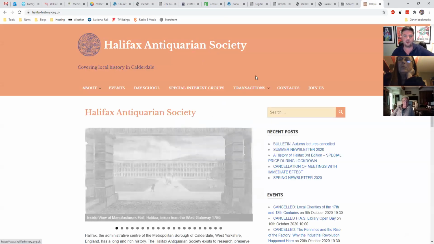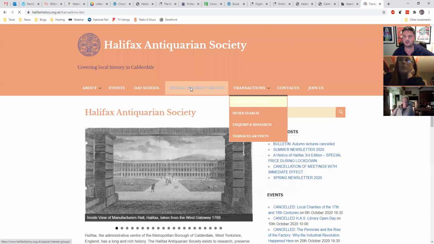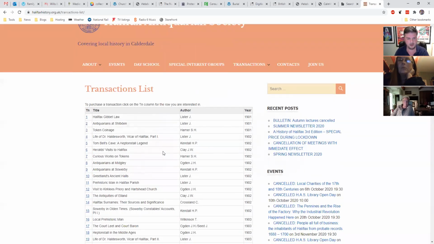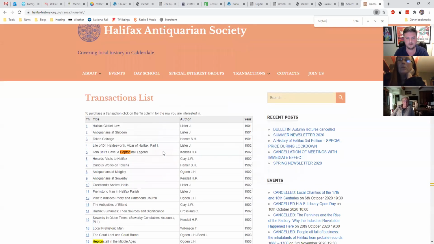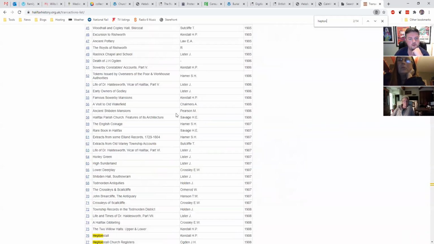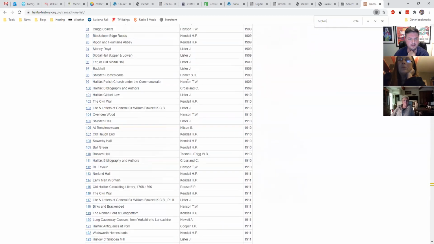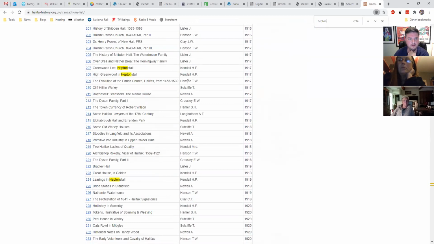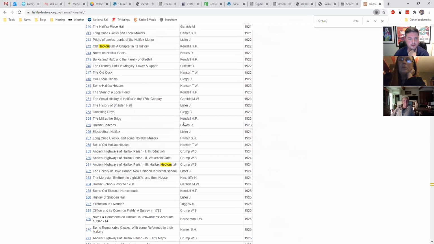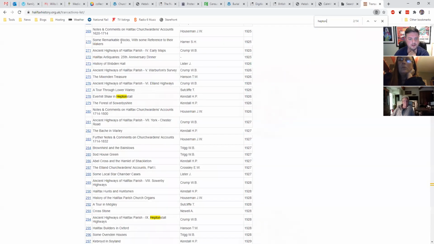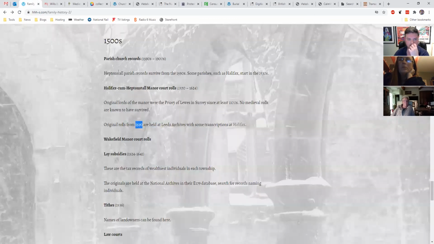The Halifax Antiquarian Society transactions have some transcriptions of these. I'll update the website, but I think one of these years has transcriptions of these somewhere. I can't find it right now, sorry. But yes, they've been transcribed.